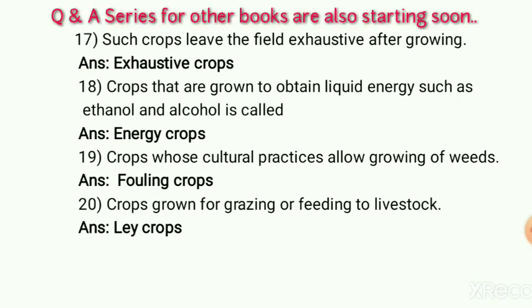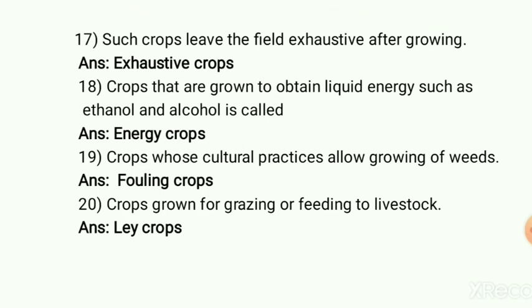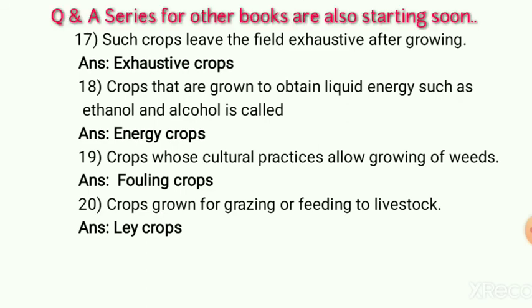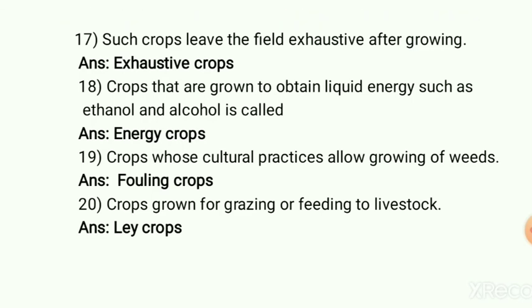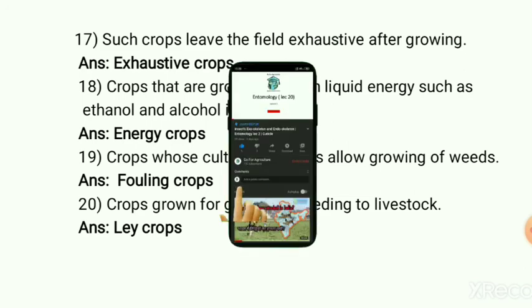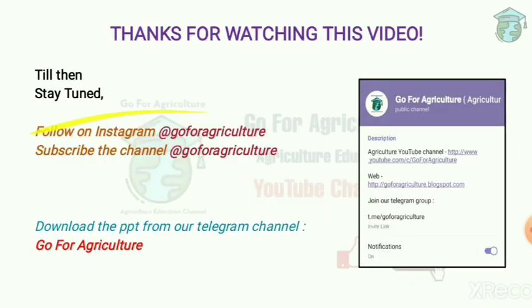Next question. Crops that are grown for grazing or feeding to livestock are called ley crops. Generally, if you are planting a crop combination and it is used for grazing or future feeding of livestock, then this is called ley crop. Example is berseem plus mustard. These are the ley crops.